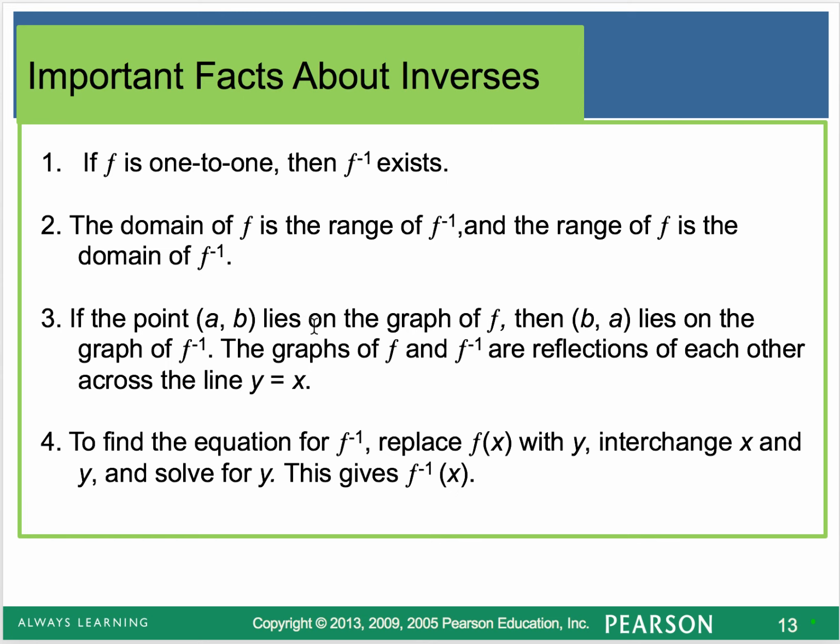If the point (a, b) is on the graph of f, then the point (b, a) is on the graph of f inverse. They're also reflections of each other across the line y equals x. To find the equation for f inverse, change f of x to y and trade places with x and y. Solve for y.